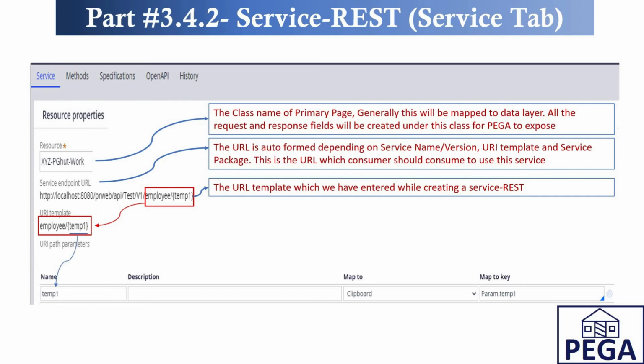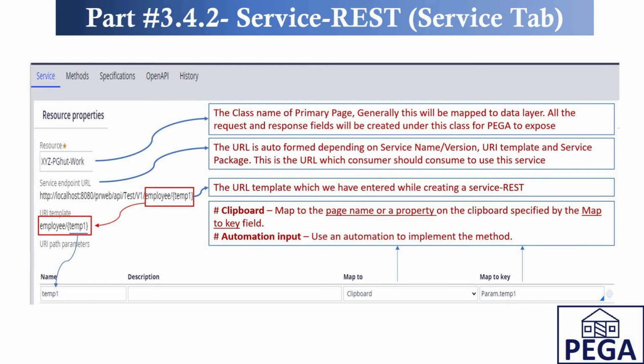Now next we can understand about this temp1. The moment I create anything in the bracket, if you remember, I have explained that previously in my API basics, the moment you put anything in the bracket, that means it is nothing but a variable name. Now here in the URI template, the way you see employee is hard-coded and temp1 is in the bracket. That means temp1, I'm considering it as a variable. So when a consumer is going to call this service by using this URL, in temp1 I would expect them to pass a particular request.